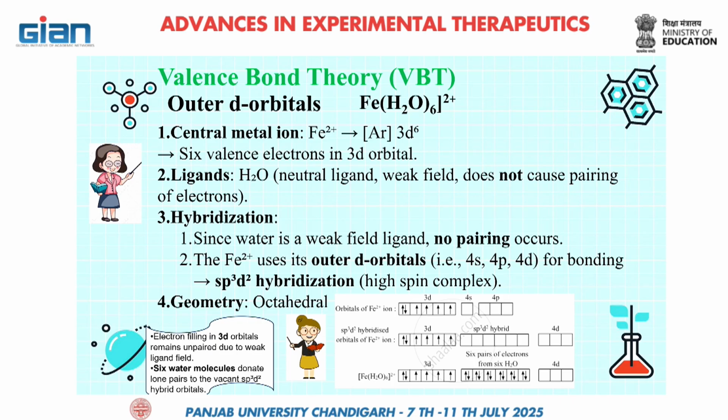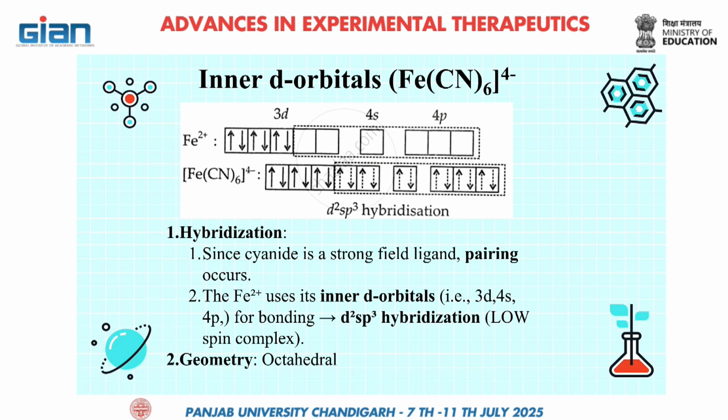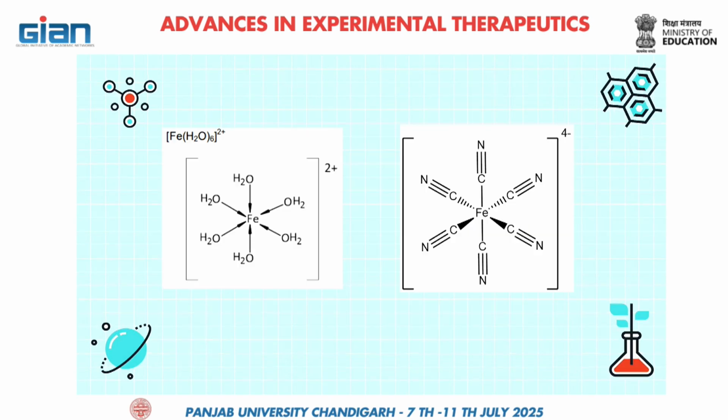Now if I talk about higher inner d orbitals, here the example is [Fe(CN)6]4-. It is in the form of ferrous. Now the electrons will get paired because of the presence of the CN bond, because CN is a highly strong ligand. So it will use the inner d orbitals of 3d, 4s and 4p. This leads to the formation of d2sp3, and the geometry again remains the same, that is octahedral in nature. These are the two examples, and they both are in octahedral geometry.